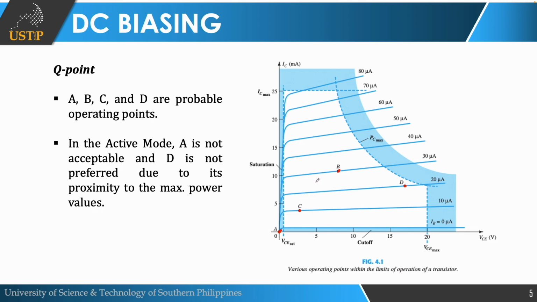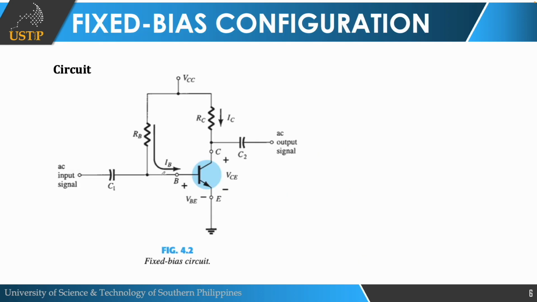So usually, as we go along in our analysis, we will be seeing that the most common Q points are point B here, or probably point C also, but most of the time it's around point B. It's the most probable operating point. But it really depends on the values that are given in the circuit. So let's discuss the first bias, or the first configuration. We have the fixed bias configuration.